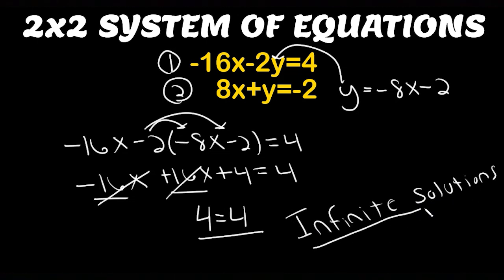Okay, and that's it. And so this tells us that we are dealing with the same line here. Both of these equations are the same. They are going to be intersecting an infinite amount of times because, again, they are right on top of each other. So that is a 2x2 system of equations solving using substitution.